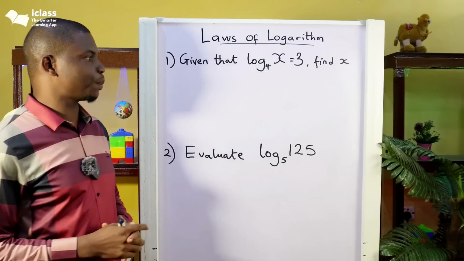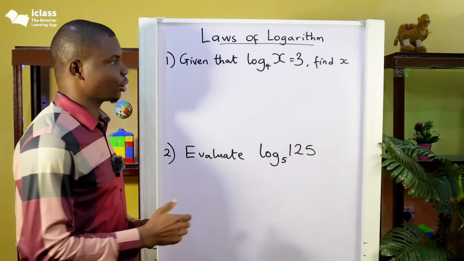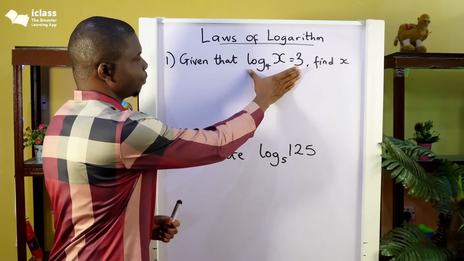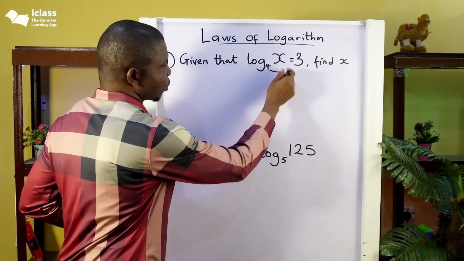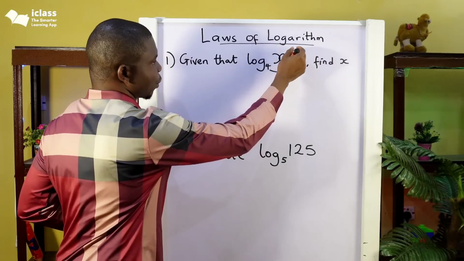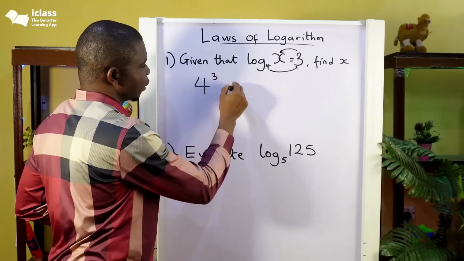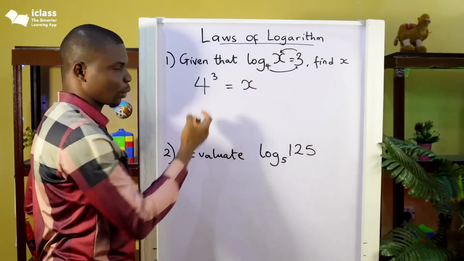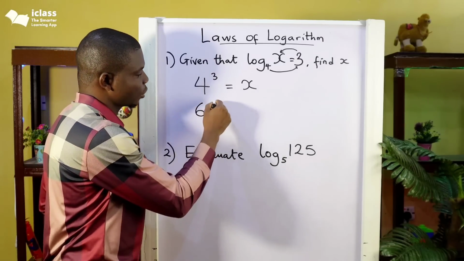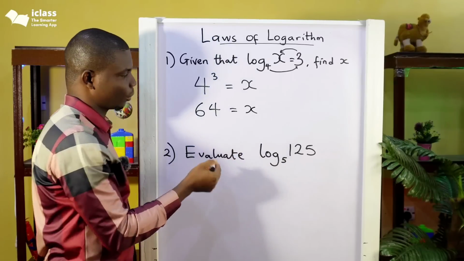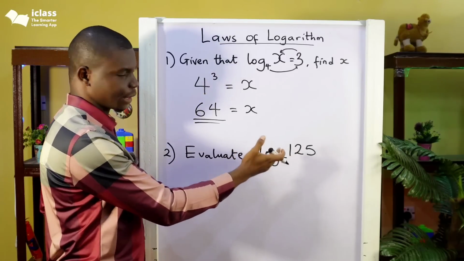Given that log x base 4 is equal to 3, find x. What this is testing is your ability to interpret a logarithm equation. We say the base to the power, the answer gives us the argument. So 4 to the power 3 is equal to x. What is 4 to the power 3? 4 times 4 times 4, which is 64. So our x is equal to 64. Easy peasy.